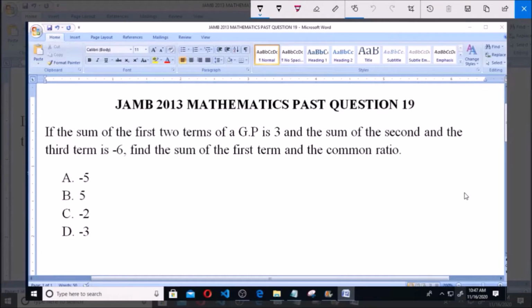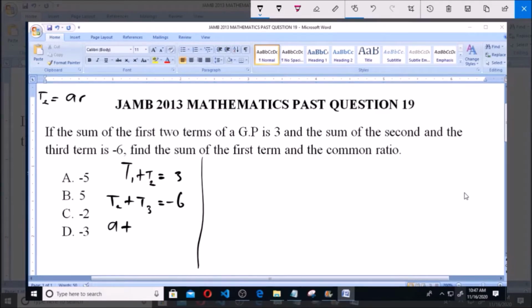Now, it is said that the sum of the first two terms, that's T1 plus T2, is equal to 3. Then T2 plus T3 is equal to minus 6. That is the second and the third term is minus 6. Now we have to find the sum of the first term and the common ratio. Since we know that T1 is equal to A, which is the first term, and T2 is equal to AR, so A plus AR is equal to 3. Let's call this equation 1.